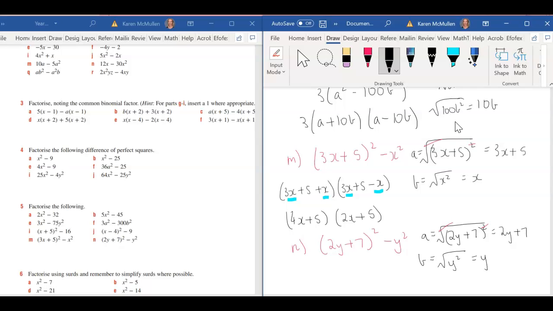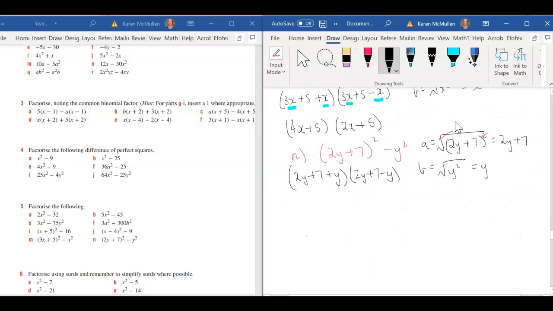So let's bring everything together. So we've got 2y plus 7 is your value of a plus b. And then your a plus b again, a minus b, so minus y. All right, so we've got 2y plus y is 3y plus 7. 2y minus y is y, and we've got plus 7.